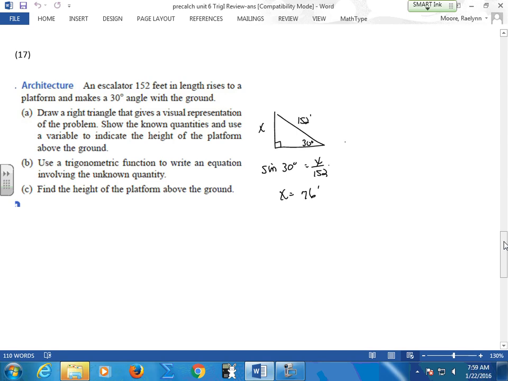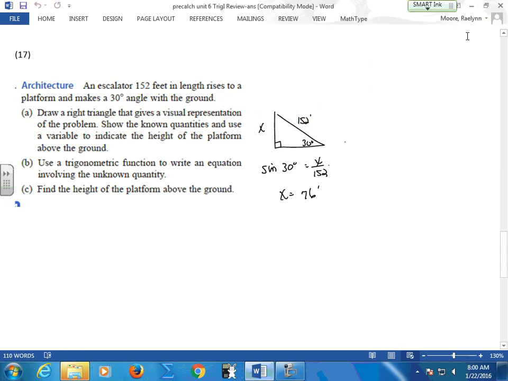So it rises to a platform and it makes a 30-degree angle with the ground. Draw a right triangle that gives us this representation, and we want to find the height. How high is this above the ground? So again, this is my angle of reference. I have an opposite side, I have an adjacent side, I have a hypotenuse. So I've got my hypotenuse, and I need to find my opposite. So sine is opposite over hypotenuse. Sine's the guy for you. Sine was the guy to use.